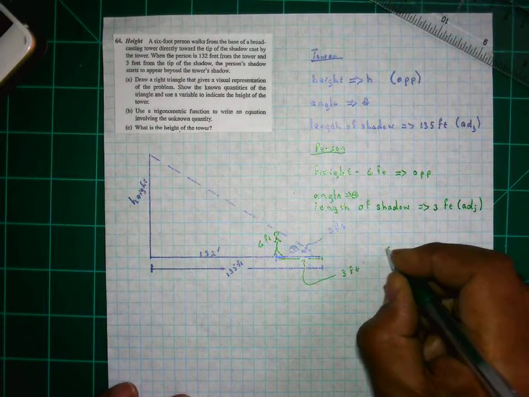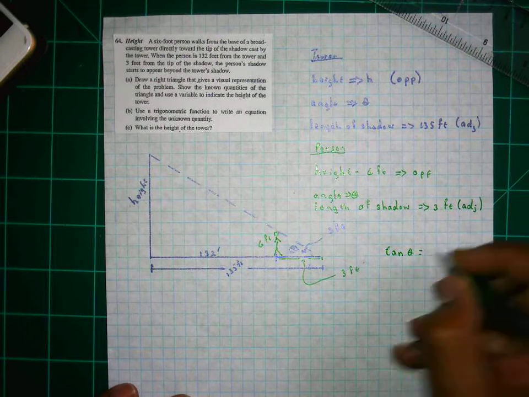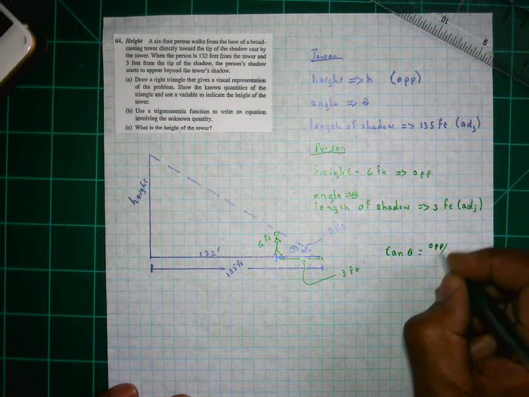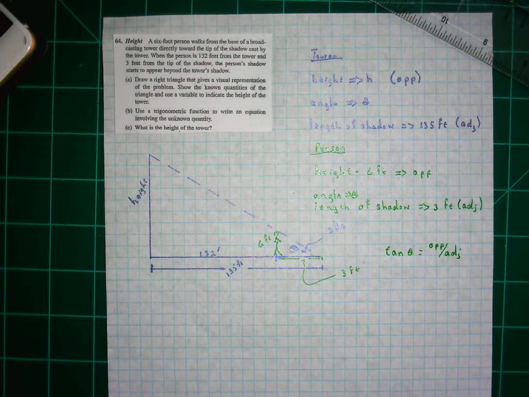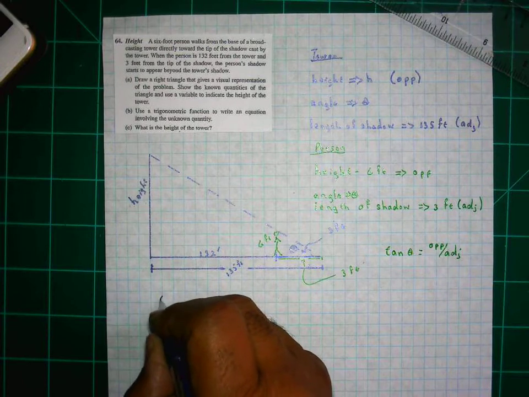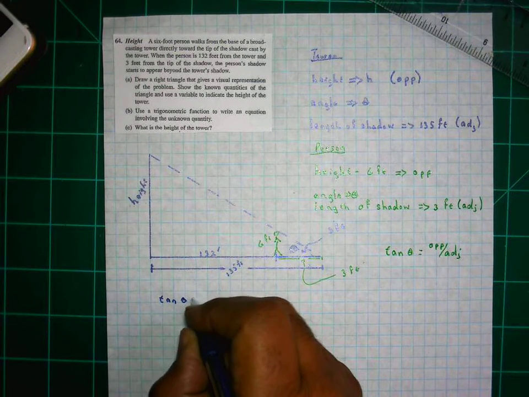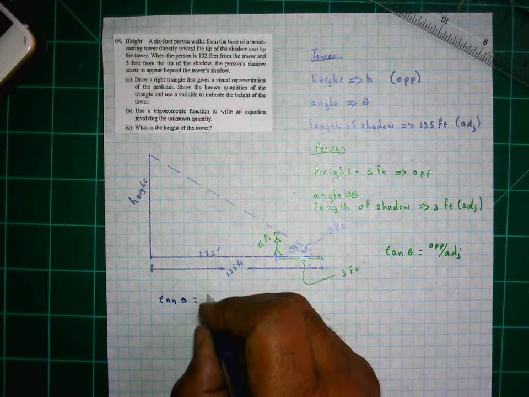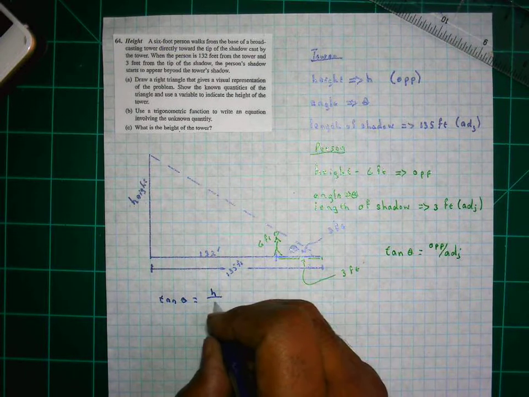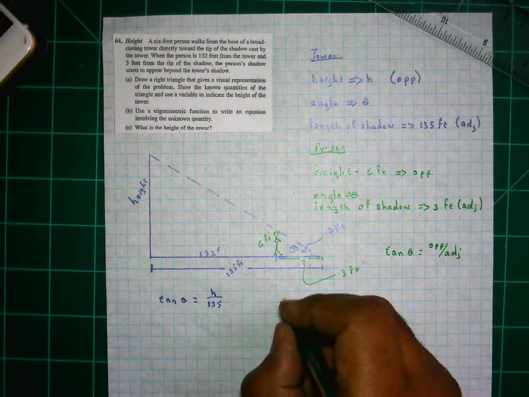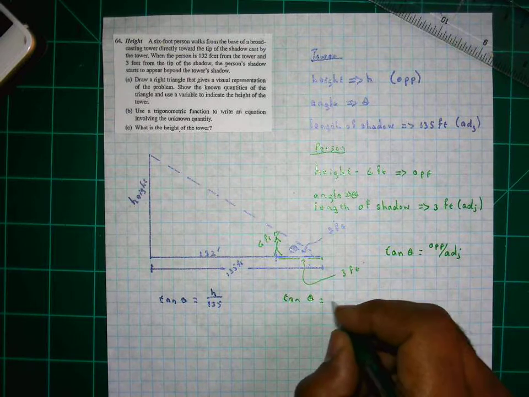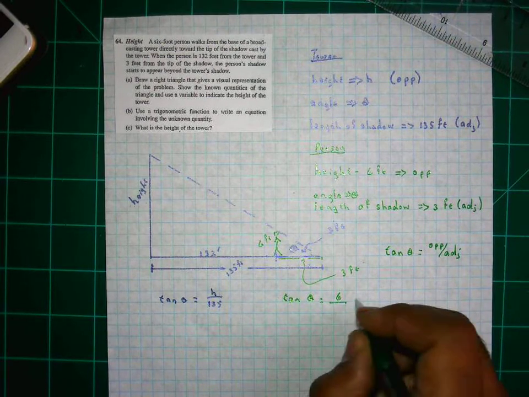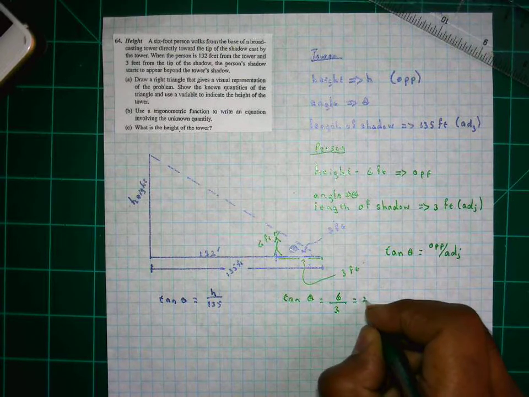Now the tangent of theta is defined as the opposite divided by the adjacent. So let's write two equations here. For the tower, the tangent of theta is equal to the opposite, which is h, divided by the length, the adjacent, which is 135. The tangent of theta for the person is going to be the opposite side, 6, divided by the adjacent, 3, which is 2.